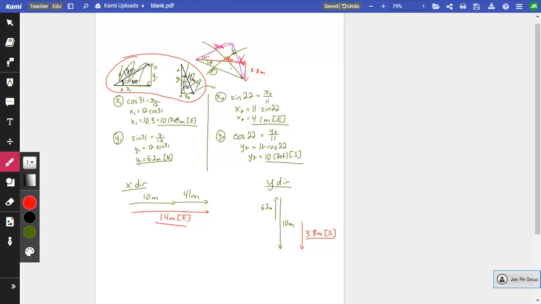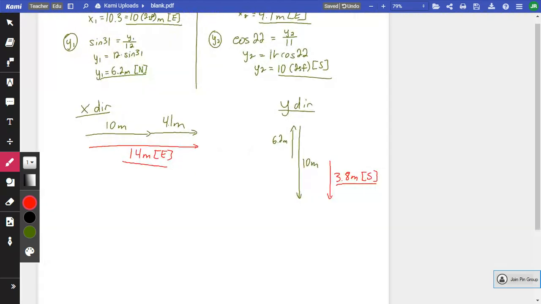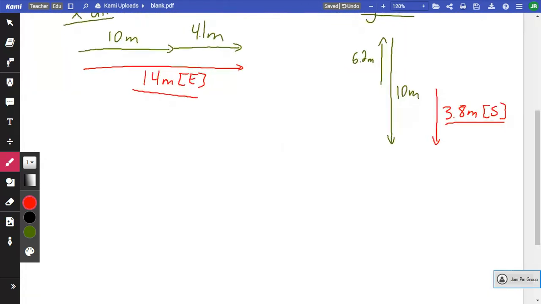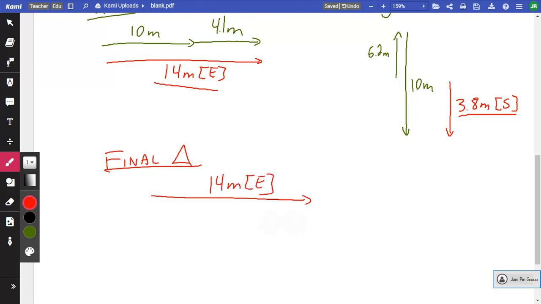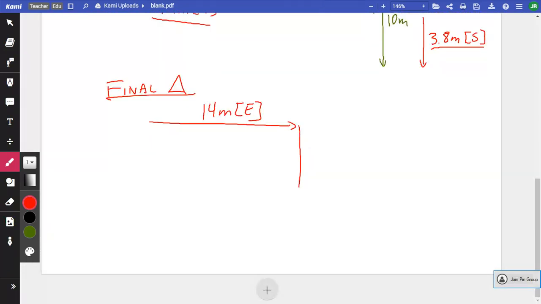And so what we did is we broke them down into what we call components, okay? The x1, y1, x2, y2. We added those components and we get 2 vectors to describe the total motion. And now we make a final triangle. We get 14 east and 3.8 meters south. And then once we've got that, we do our final answer stuff.